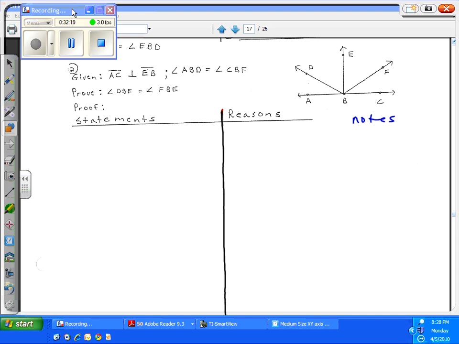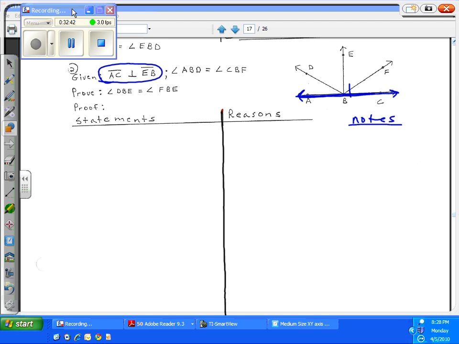Okay, so we've written the given proof, put the statements on the left, reasons on the right, drawn the diagram. Now what we're going to do is take what we're given, mark it in the diagram, and write statements and reasons derived from the markings in the notes section. That means we need a notes section. So this first given statement says that AC is perpendicular to EB.